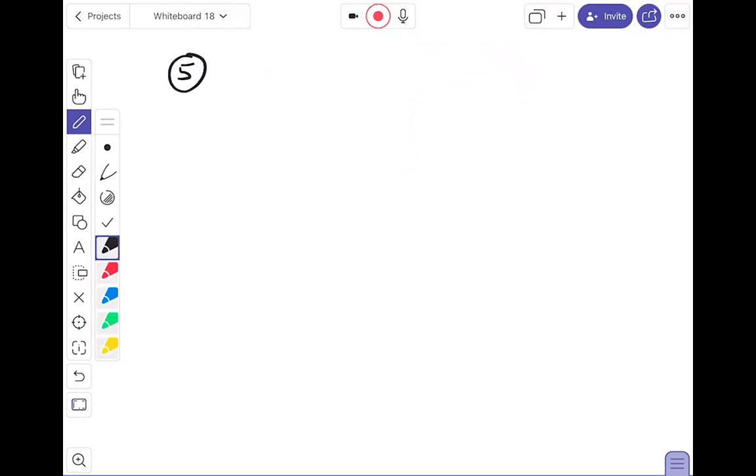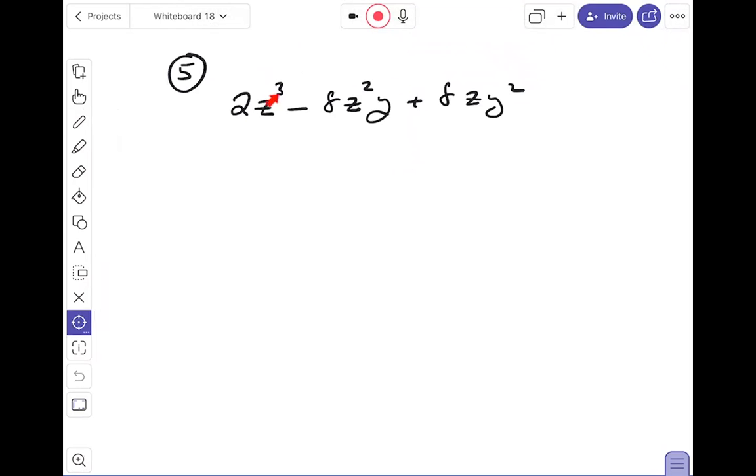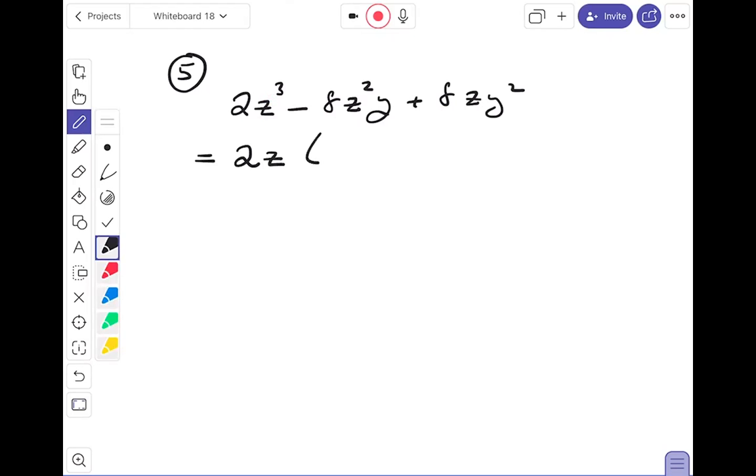And what do I see over there? Well, I see 2z cubed minus 8z squared y plus 8zy squared. Again, some students look and say, oh, it must be one of those cube patterns. I'm not saying it's not. All I'm saying is I'm looking for the simplest thing to do first, which is going to be the GCF. Well, 2 is a common factor between all 3 terms, and z is a common factor between all three terms.